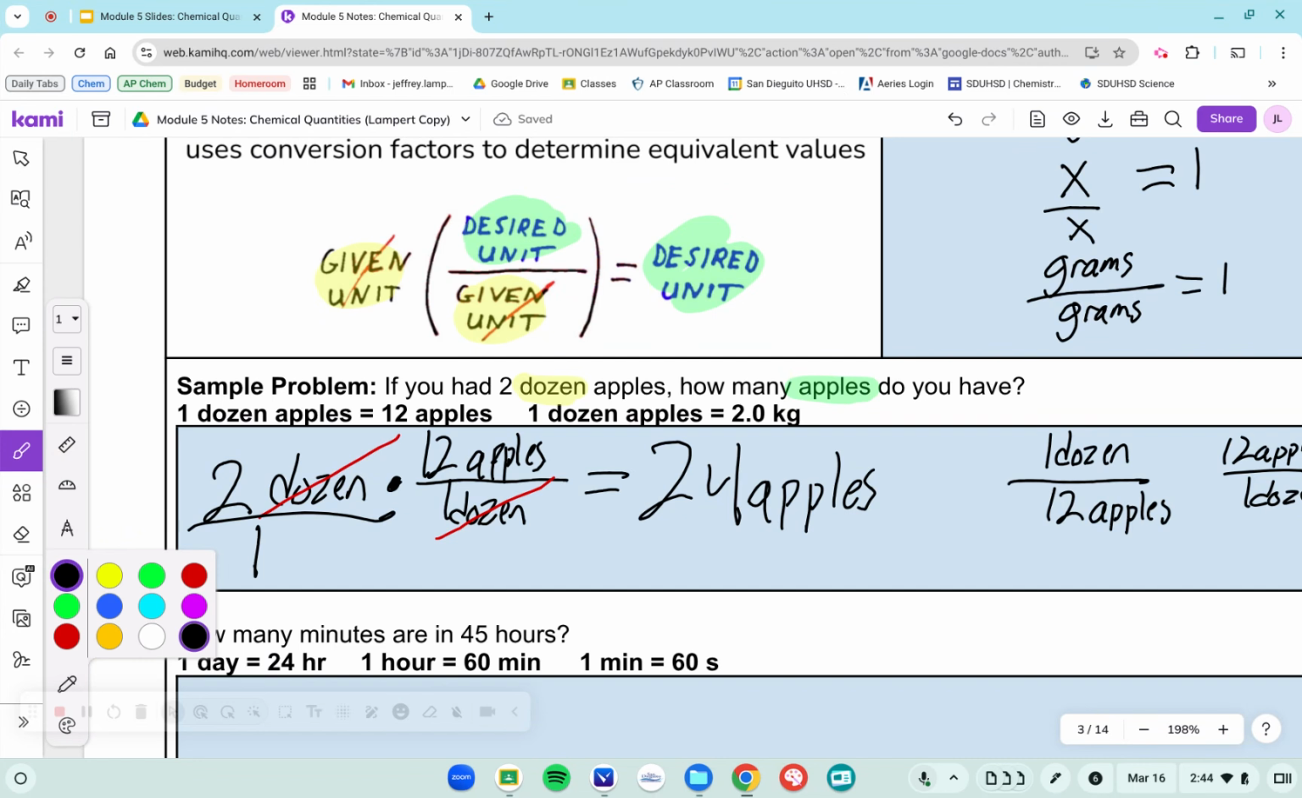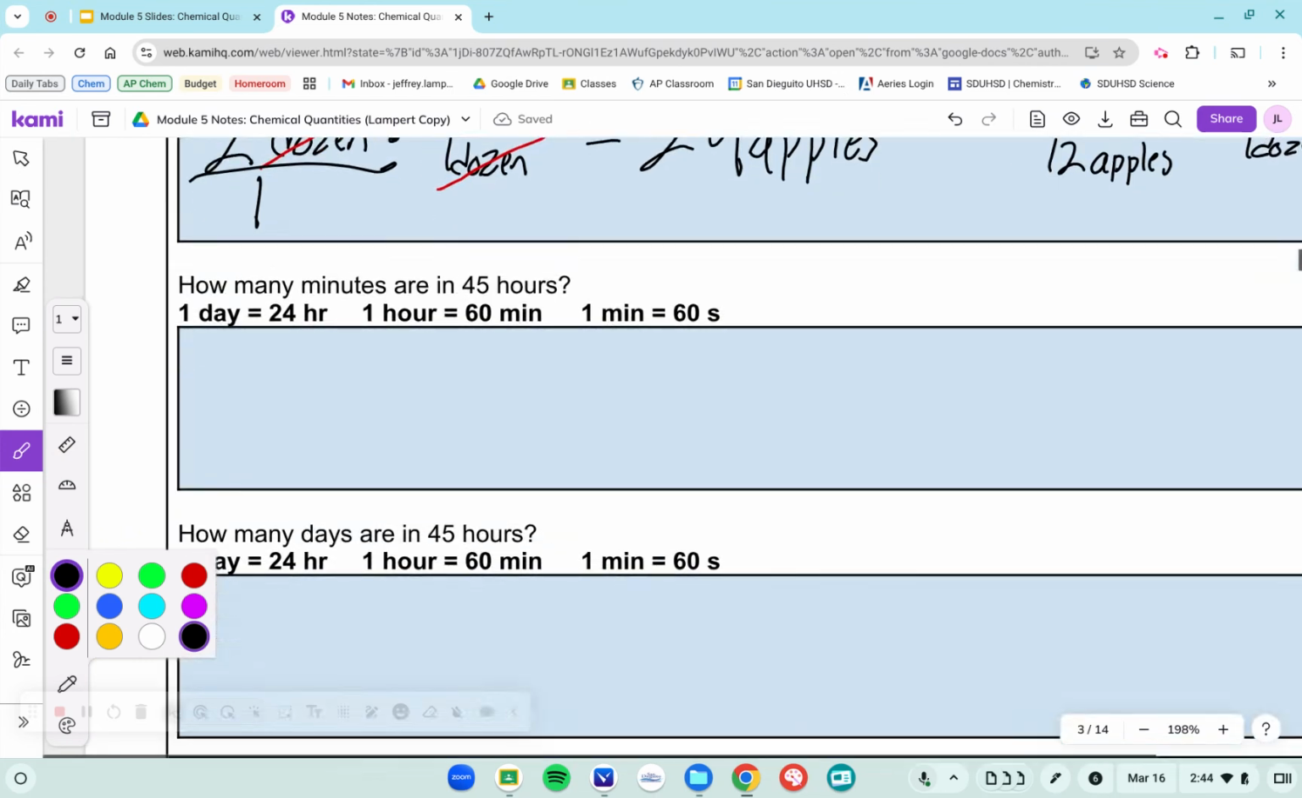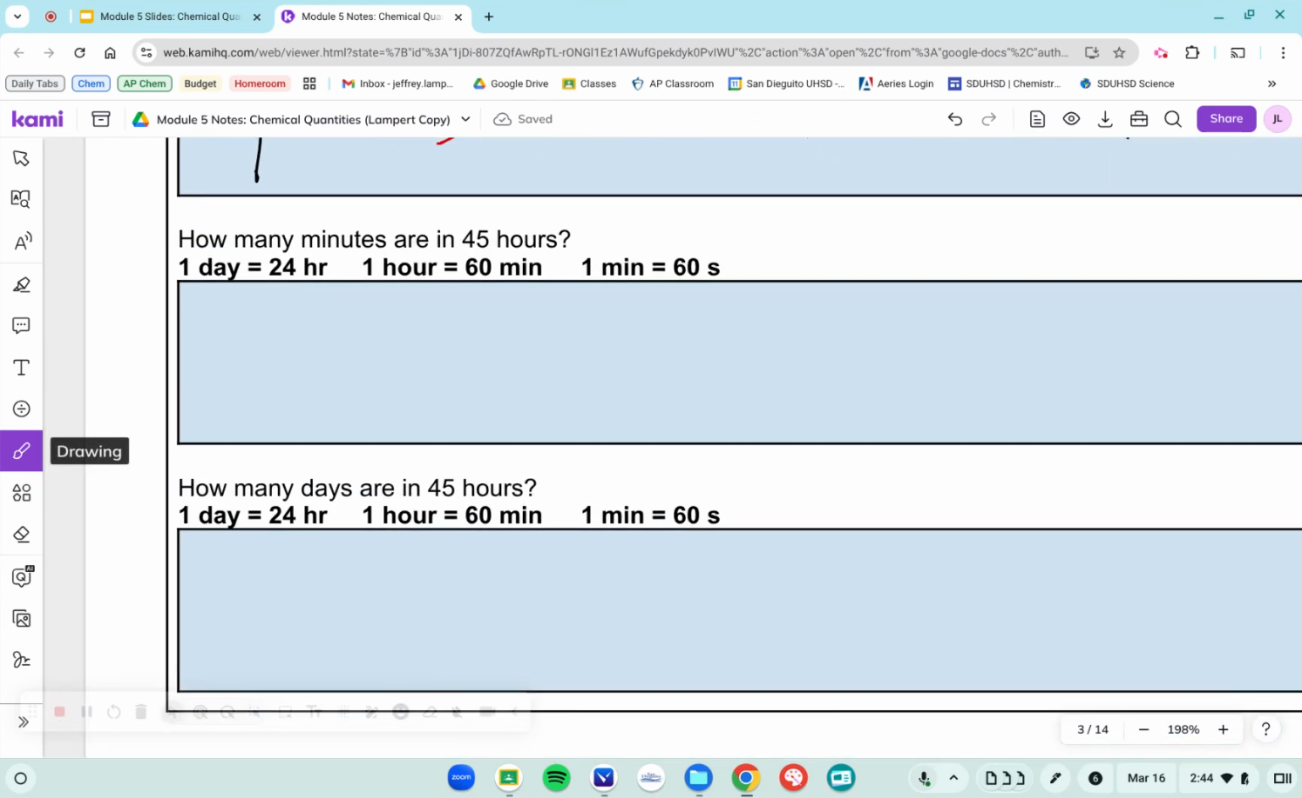All right. So now I want to give you all a chance to try the next 2 on your own. You're given 2 problems. These ones are about time, and time is something you're familiar with. You're first asked how many minutes are there in 45 hours? And the second question, how many days are in 45 hours? Go ahead and try out both of these problems. See if you can do it.